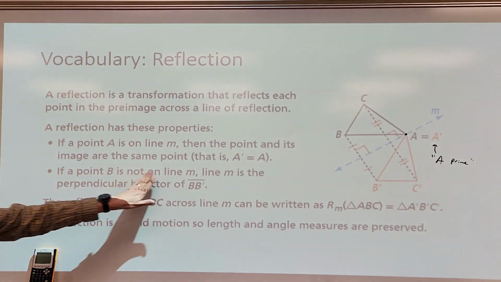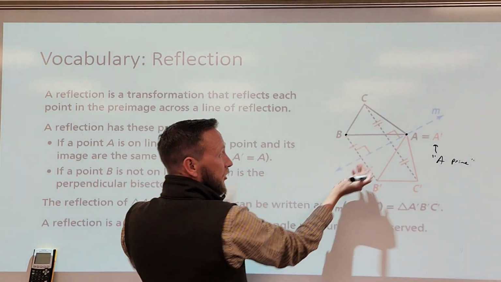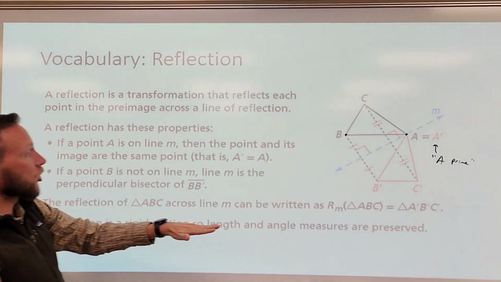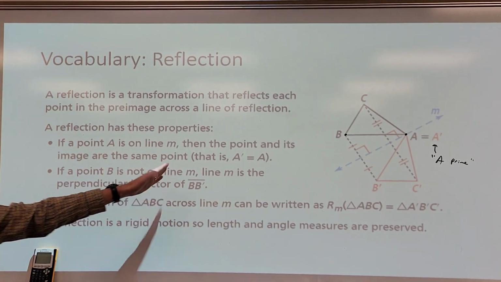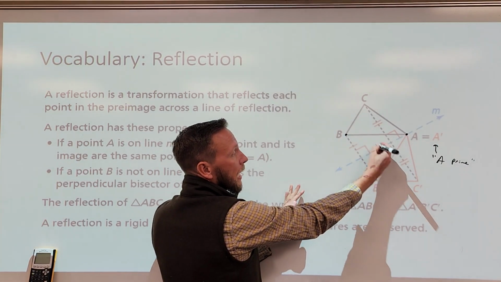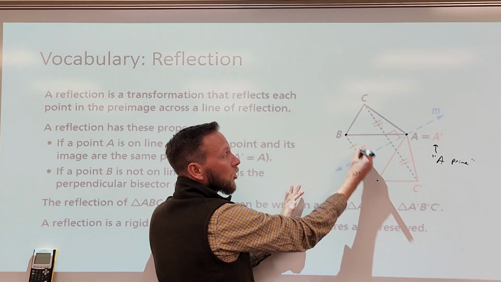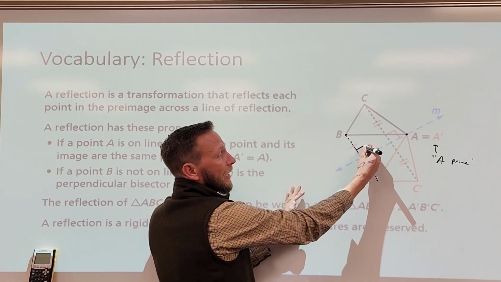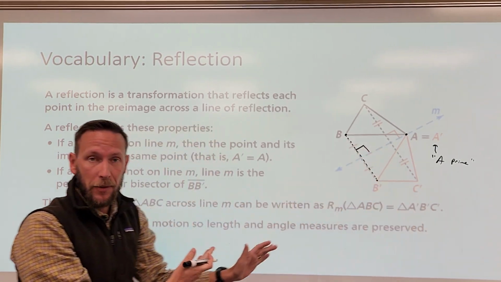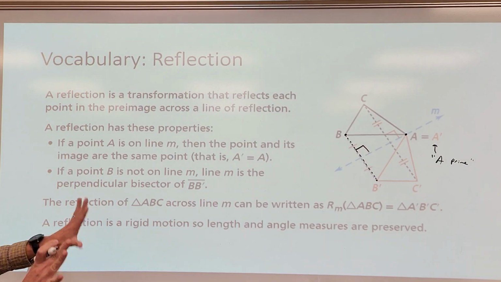But if point B is not on line M, see how point B is not on the reflection over line M, then that means that B prime is going to be located at a spot that is along a line that is perpendicular to and bisected by line M, all right? So there's a lot that's happening there, all right?